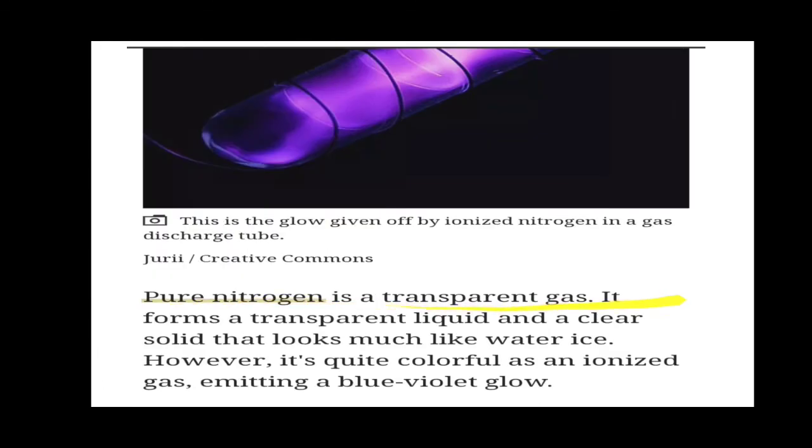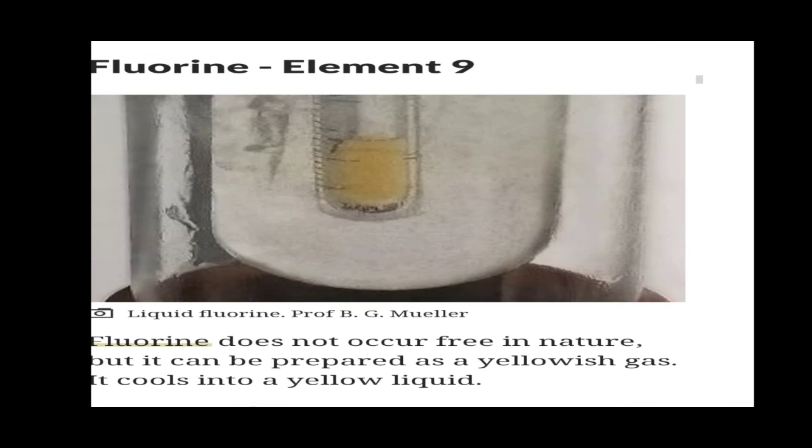Next one is nitrogen. Nitrogen is a transparent gas. It is a formless transparent liquid and a clear solid that looks much like water ice. However, it's quite colorful as an ionized gas, emitting a blue-violet glow. It is used to fill the gas in many Kurkure packets. Element fluorine. In the modern periodic table, the most electronegative element is fluorine. Fluorine does not occur free in nature, but it can be prepared as a yellowish gas. It cools into a yellow liquid.